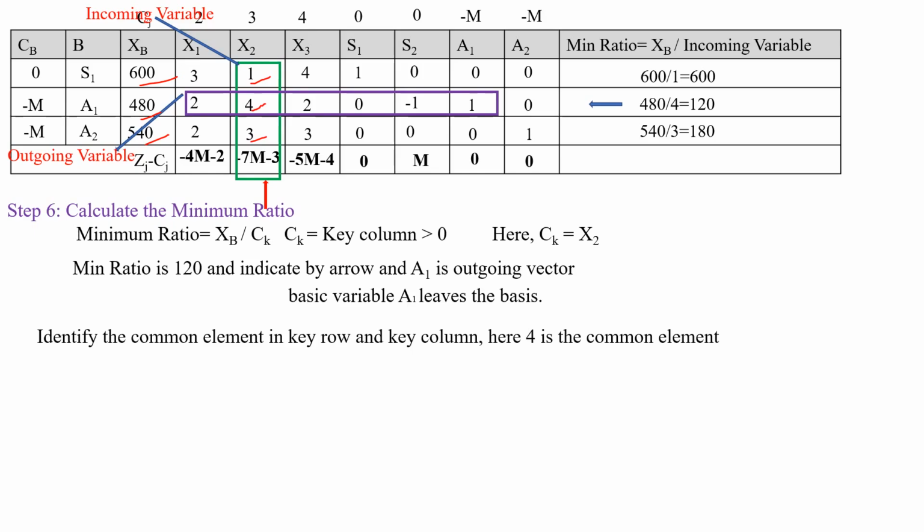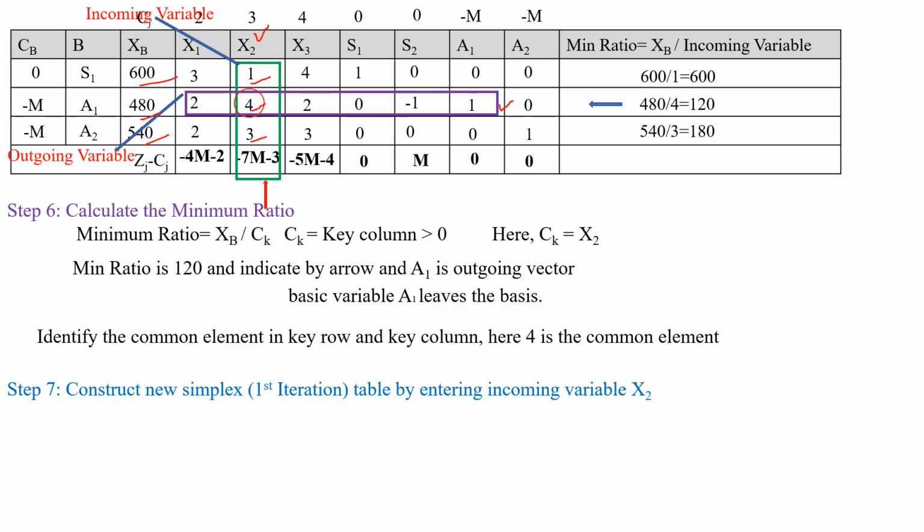Similarly, we have to identify the common element in the key row and key column. Here the key row is the A1 row and the key column is the X2 variable column, and the common element for this key row and key column is the 4. So here 4 is the key element. Next step is we have to construct the new simplex table by entering the incoming variable X2.